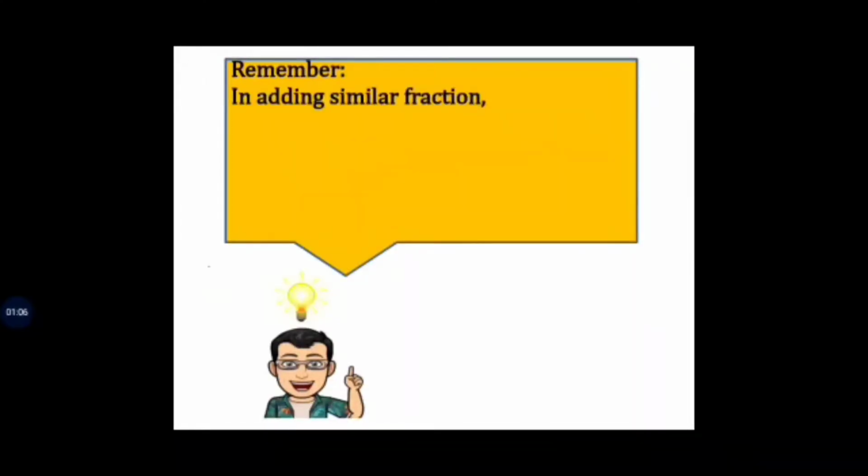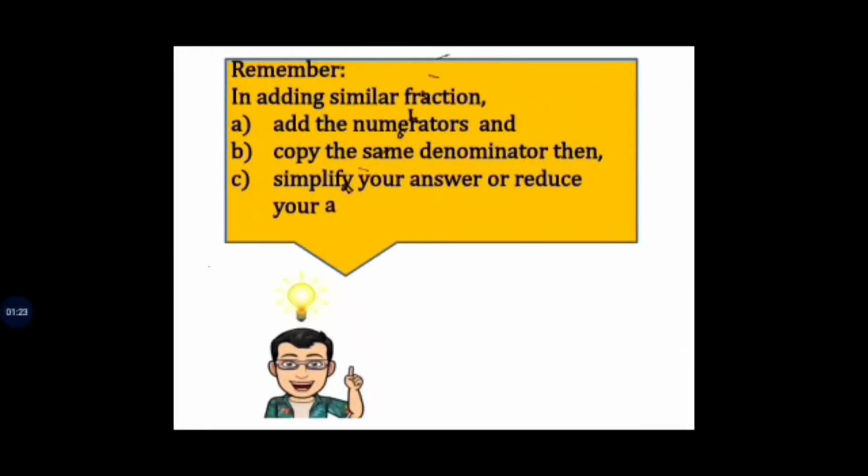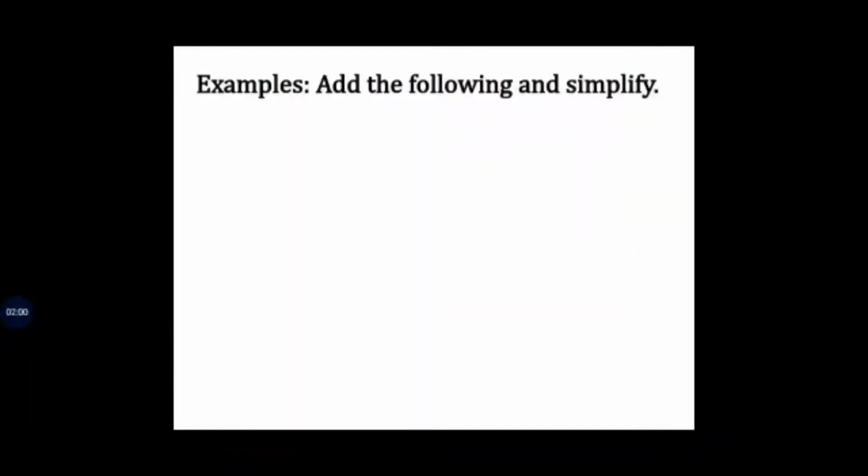Remember, in adding similar fractions, letter A, add the numerators. Letter B, copy the same denominator. Then, simplify your answer or reduce your answer to the lowest term if needed. Why if needed? As I've said a while ago, not all the results in adding similar fractions are in the lowest term. Right? So let us start to add the following and simplify the given examples.